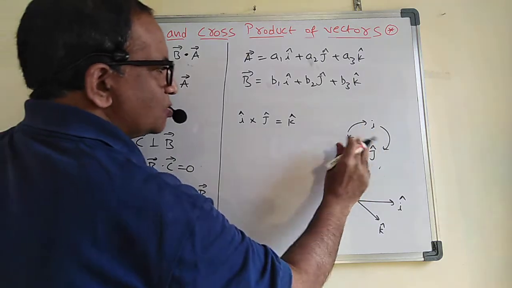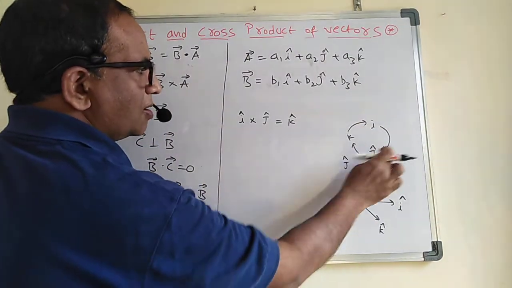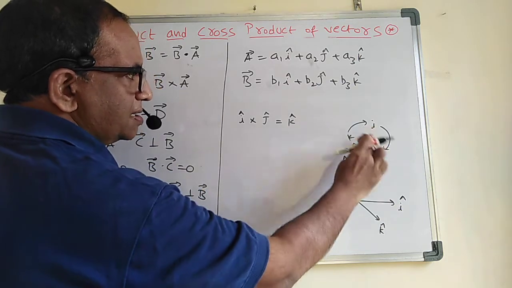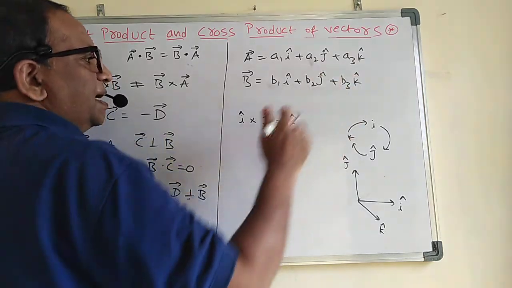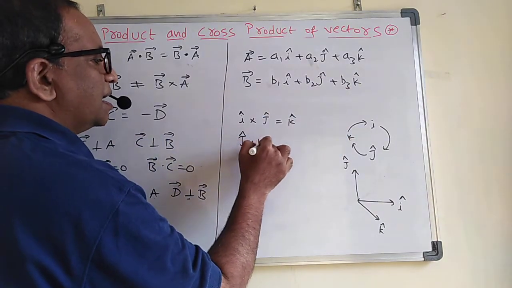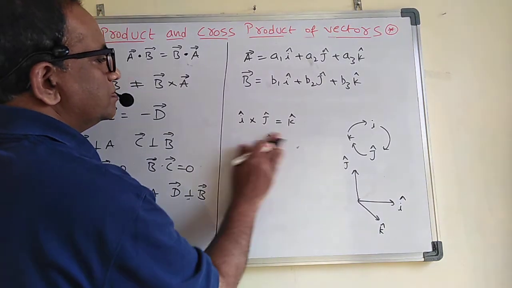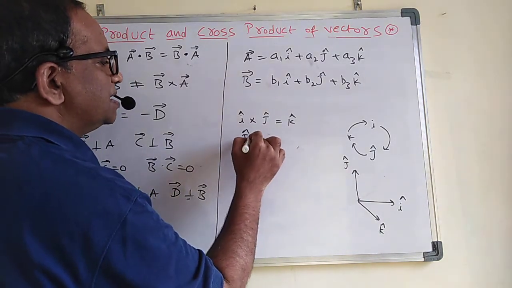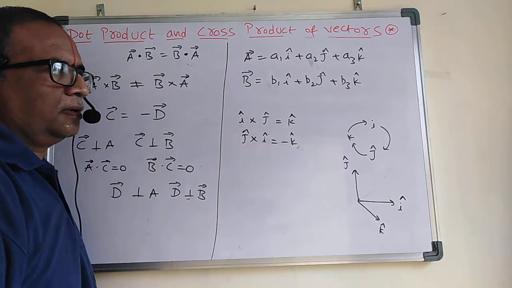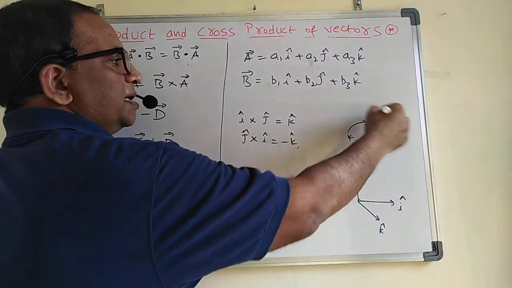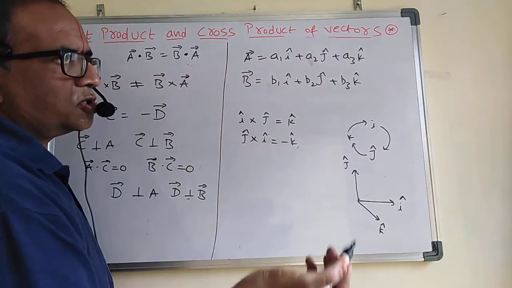Or if not, just follow this, because this one is a little difficult. Instead, please follow this one: i j k. i cross j is k cap. Now if you take the opposite direction, j cross i, what is j cross i here? It's nothing but minus k cap. If I take the opposite direction, that is negative. If I take the positive direction, that is taken as positive.